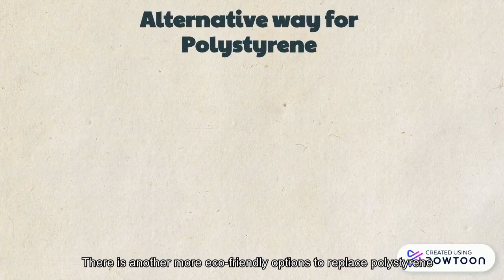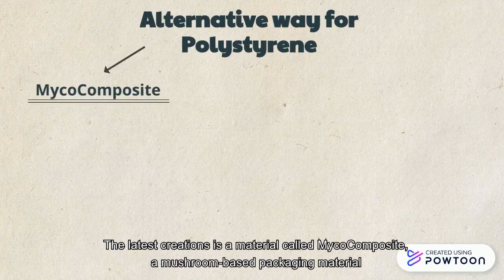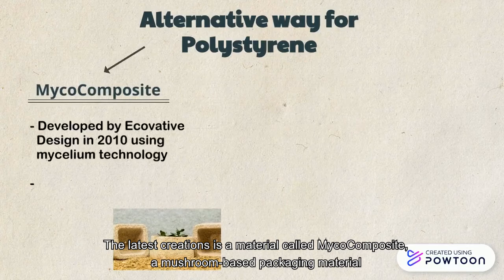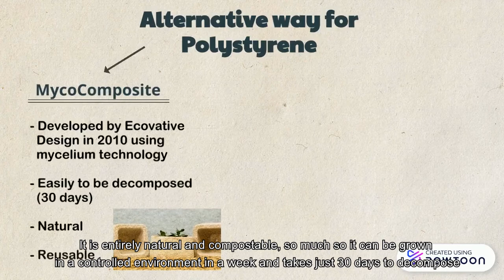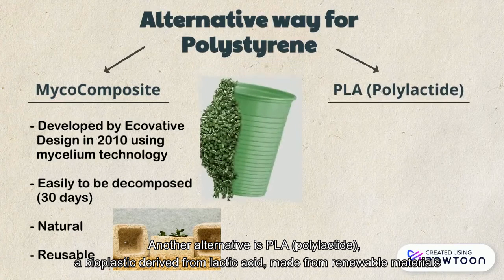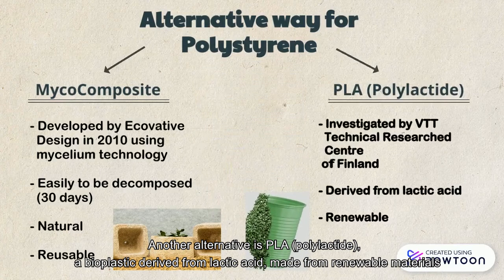There are other more eco-friendly options to replace polystyrene. The latest creation is a material called mycocomposite, a mushroom-based packaging material. It is entirely natural and compostable, so much so that it can be grown in a controlled environment in a week and takes just 30 days to decompose. It also can be reused if kept dry. Another alternative is PLA, polylactide, a bioplastic derived from lactic acid, made from renewable materials.